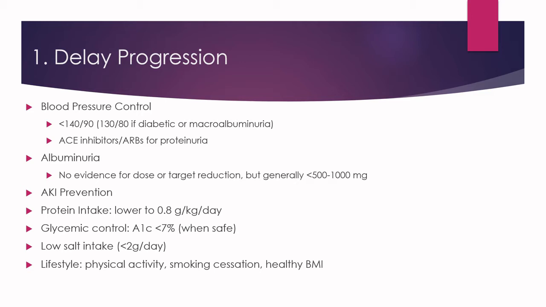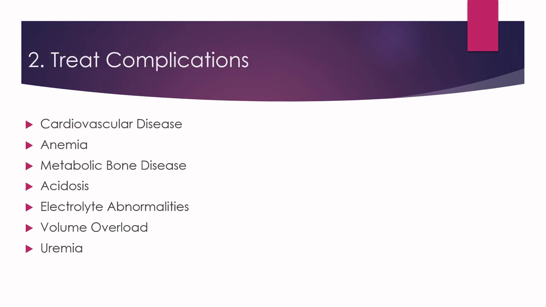The MDRD study also suggested that a lower protein intake to 0.8 grams per kilogram per day can also slow the progression of CKD. For diabetics, optimizing glycemic control is important, targeting a hemoglobin A1C of less than 7% when safely possible. Other things include a low salt intake at less than 2 grams per day, as well as general lifestyle measures including physical activity, smoking cessation, and maintaining a healthy BMI.